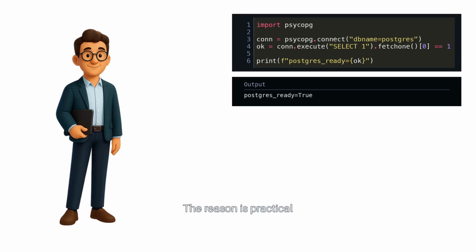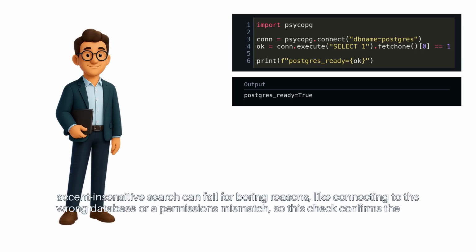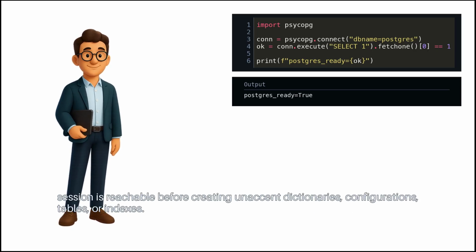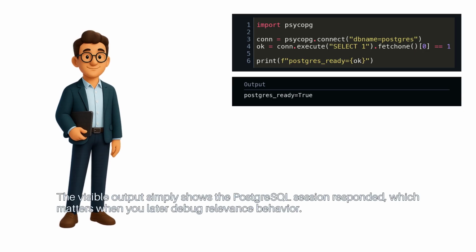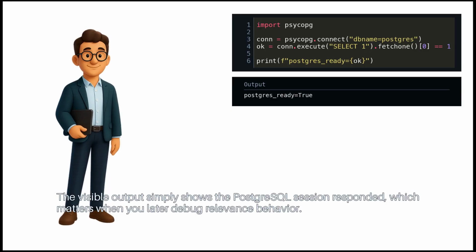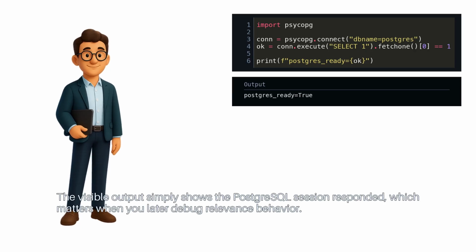The reason is practical. Accent-insensitive search can fail for boring reasons, like connecting to the wrong database or a permissions mismatch. So this check confirms the session is reachable before creating unaccent dictionaries, configurations, tables, or indexes. The visible output simply shows the PostgreSQL session responded, which matters when you later debug relevance behavior.